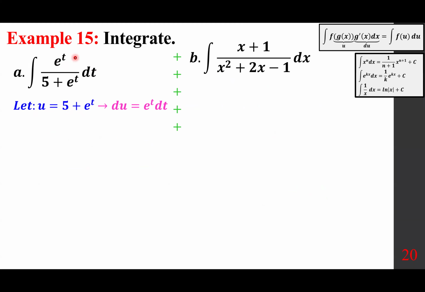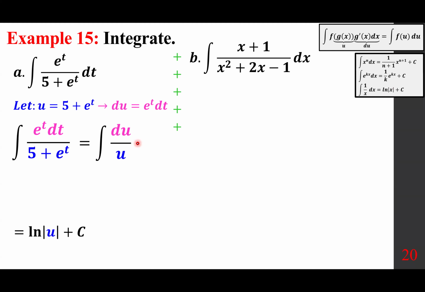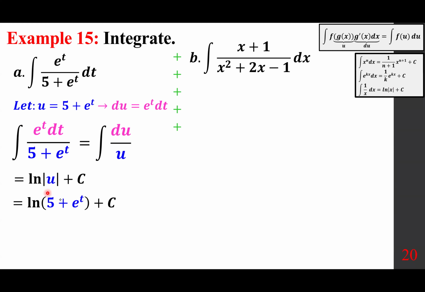We are going to rewrite this so it becomes clear to the reader. This is du over u. As you know, that's a natural log. So ln of absolute value of u plus a constant. Bear in mind, you need an absolute value sign. However, when we replace it, if you know the statement 5 plus e to the power of t is positive, which is the case, you can lose the absolute value.